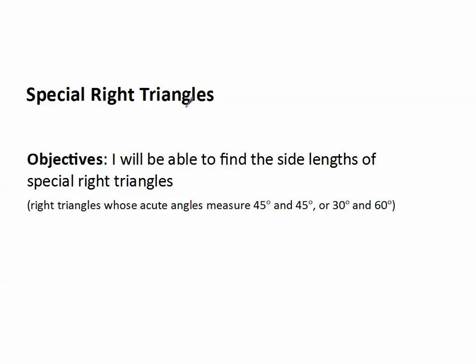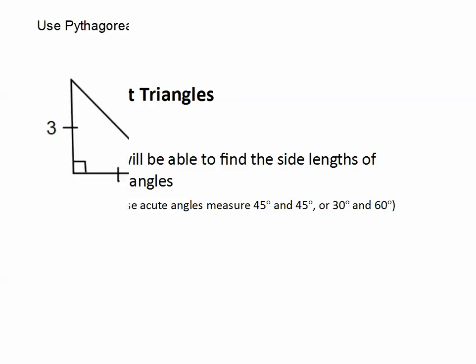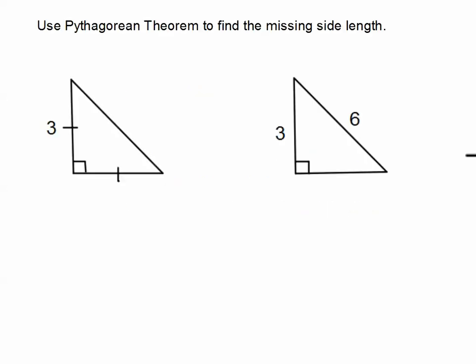Special right triangles. Our objectives in this lesson are to be able to find the side lengths of special right triangles. These are right triangles whose acute angles measure 45 degrees, or 30 and 60 degrees. Let's begin by taking a look at using the Pythagorean theorem to find the missing side length.